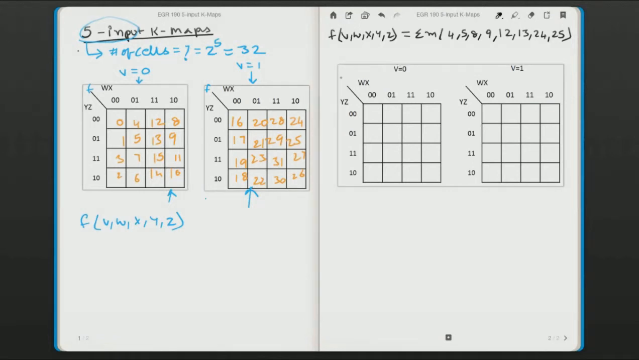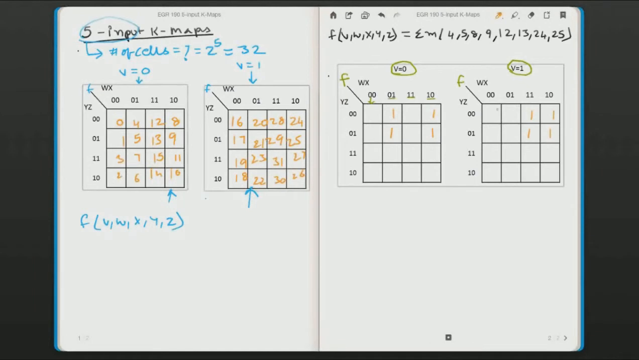In here, the same thing. I have my f function. My f I'm going to write on both sides, and as you can see, this is a K-map with v is 0, this is a K-map with v is 1, and the same thing follows here. The first column is wx is 00, second column 01, third column 11, fourth column 10, and the same thing follows. So let's write the minterm numbers first. I'm going to write the minterm numbers 4, 5, 8, 9, 12, 13, 24, and 25, right? Now, let's see here.